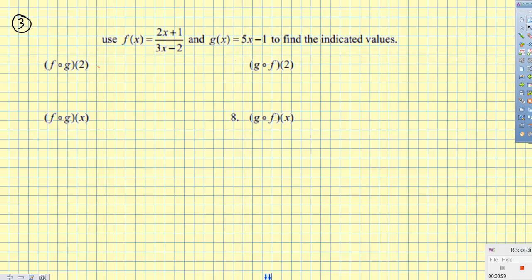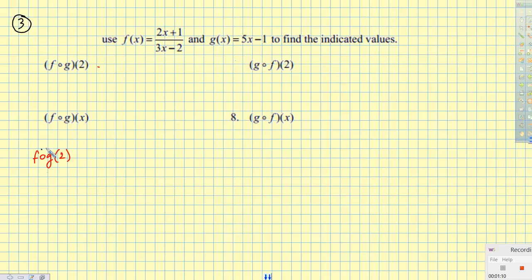So in doing f of g at 2, I'm just going to take the first one. Essentially, there are two ways that I can go about doing this. If I decide to insert first the value of the 2 inside of g of x, and then that answer will go into f of x, then I can do it that way.